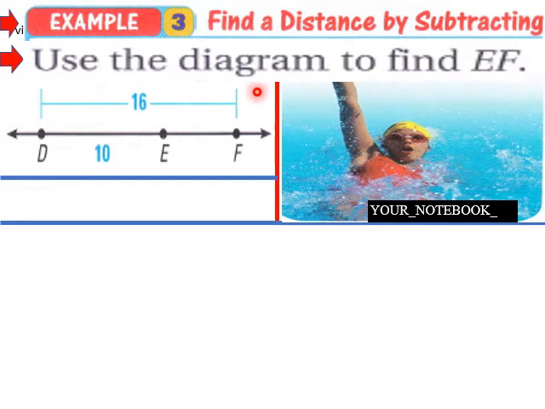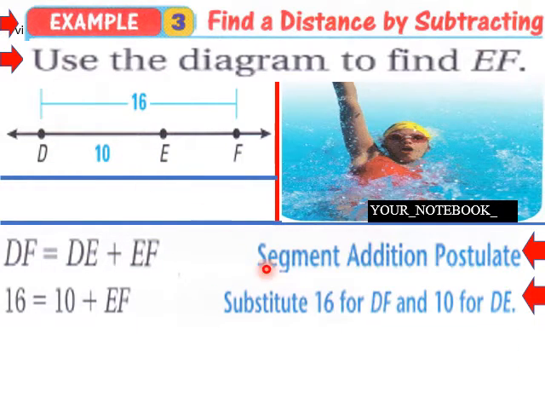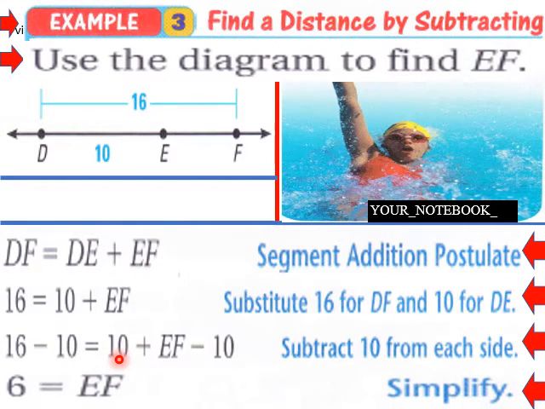So using the diagram to find this distance here, EF, how would we do that? So DF would equal DE plus EF. That's the segment addition postulate. So we plug in values now: 16 equals 10, which is our DE, plus EF. And then we just solve for EF. We subtract 10 from both sides, and we get 6 equals EF. That's a simple example of that postulate, and that's 4 points.